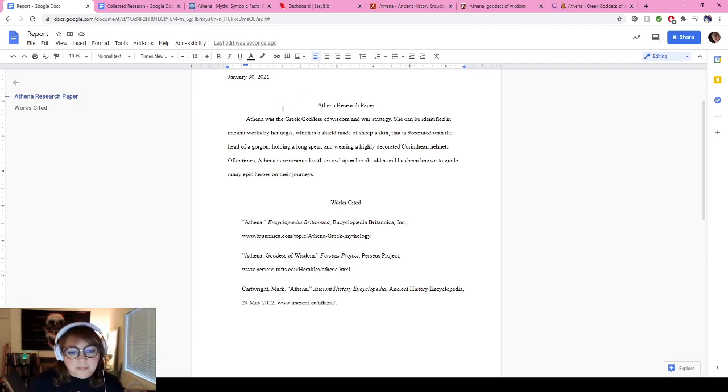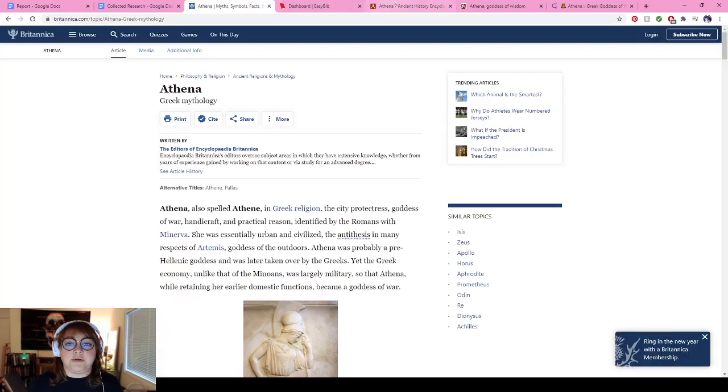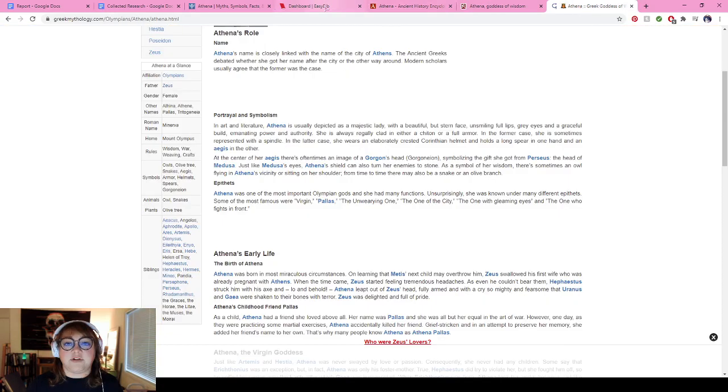So in this situation down here, I wrote, Athena was the Greek goddess of wisdom and war strategy. She can be identified in ancient works by her aegis, which is a shield made of sheepskin that is decorated with the head of a gorgon, holding a long spear and wearing a highly decorated Corinthian helmet. Oftentimes, Athena is represented by an owl upon her shoulder and has been known to guide many epic heroes on their journeys.